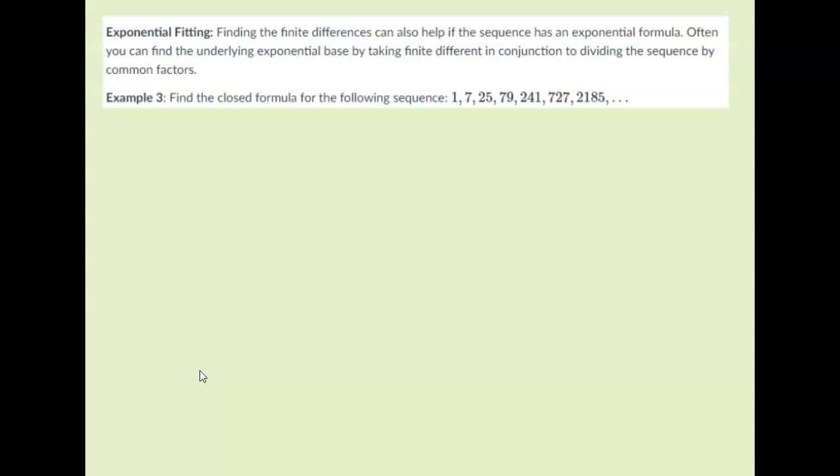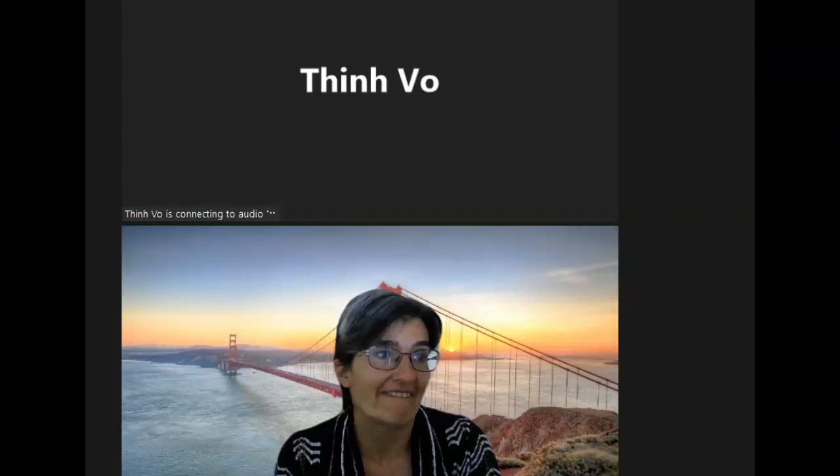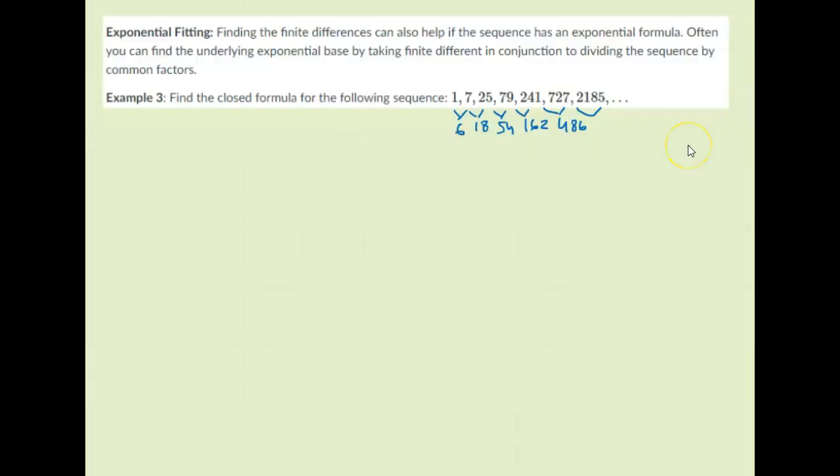Okay, so let's look at this one. So I have the sequence right here. I'm going to find the finite differences. So 7 minus 1 is 6. 25 minus 7, 18. All right, next one. 54. Next one. 162. Alright. 727 minus 241. 486. Next one. 2185 minus 727, 1458. Okay, so I noticed that everything divides by 6.